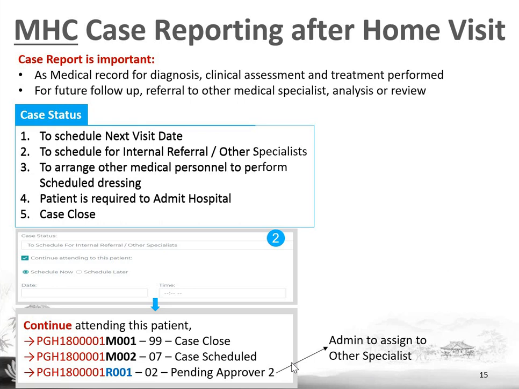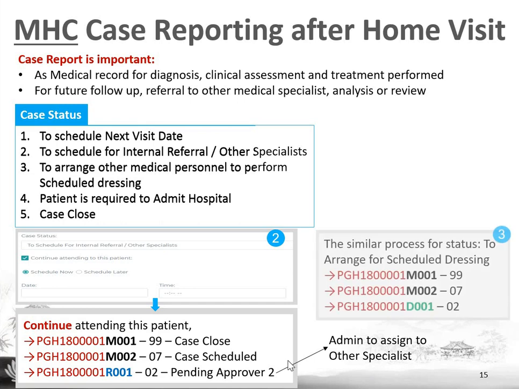Okay. A similar process for the third example, when the doctor is requesting a nurse to schedule a wound dressing management or treatment for the patient. A new case number D001 will be branched out for the admin to assign a nurse to visit the patient's home to perform the scheduled dressing.